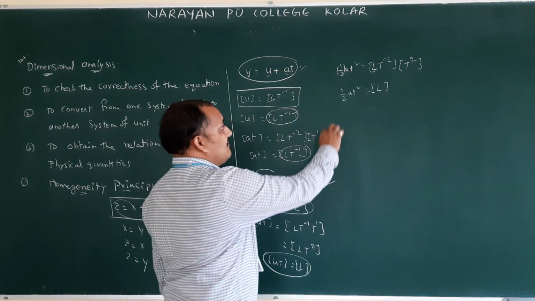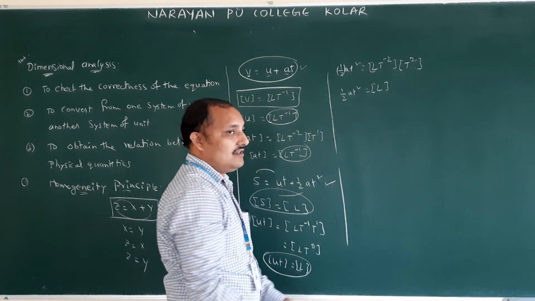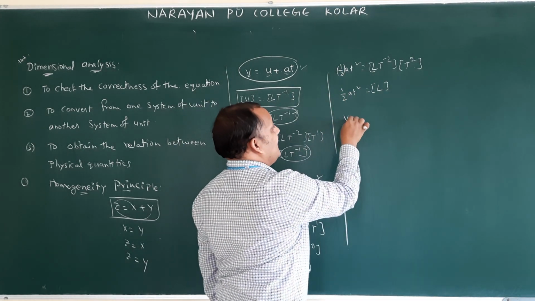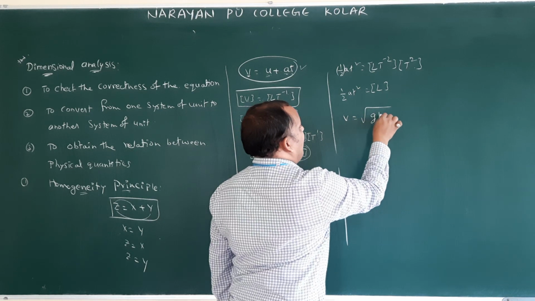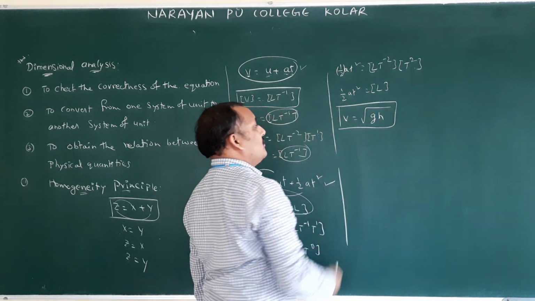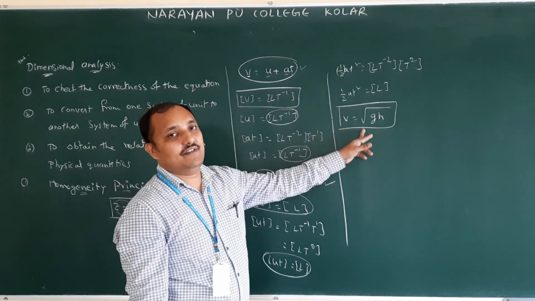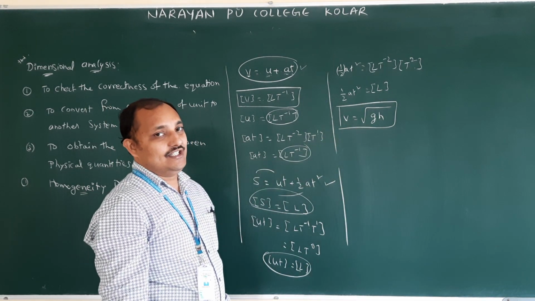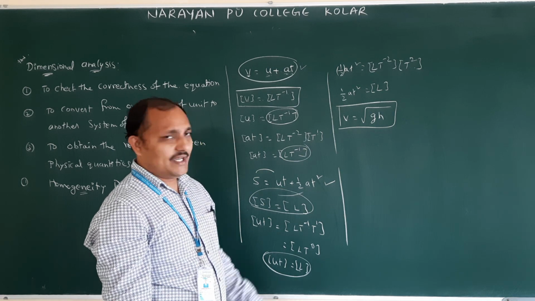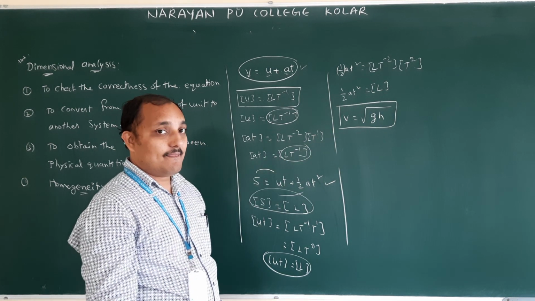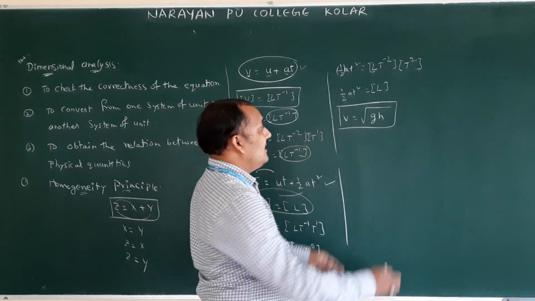Okay. Now, for one that you don't know, I will give an equation: v is equal to root gh. Velocity v is equal to root gh. Is this equation correct? Otherwise you can take root gR.